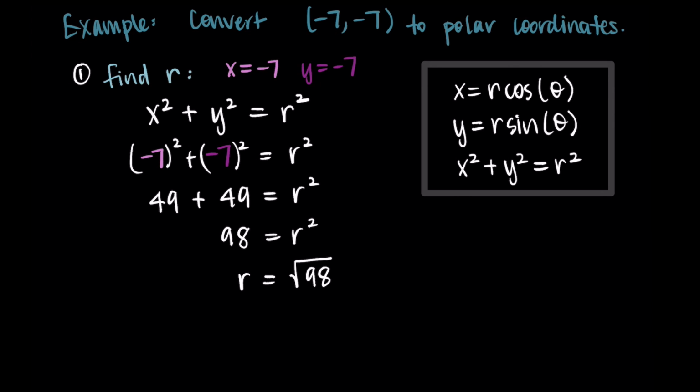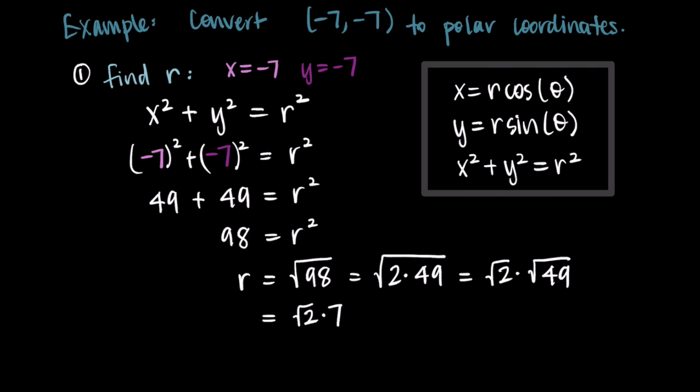Then technically we are done, so we've already found the radius value. But I really like to simplify these things as much as I can, so I'm going to try to simplify this a little bit. So from the math I've done, I know that 98 is 2 times 49. So I'm going to write this as the square root of 2 times 49, and then I'll split it up into the square root of 2 times the square root of 49. Then the square root of 49 is 7, and so I have the square root of 2 times 7, which means if we rearrange it, that the r, our radius, is 7 square root of 2, or 7 times the square root of 2.